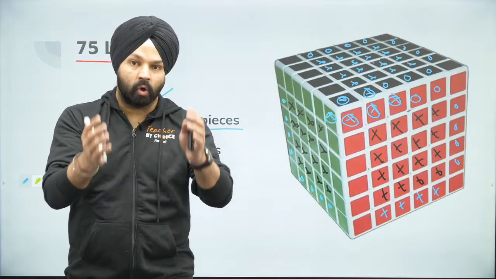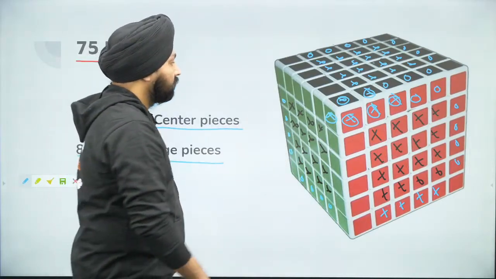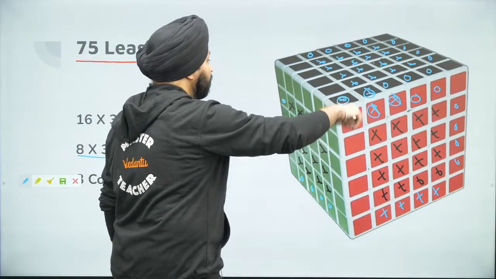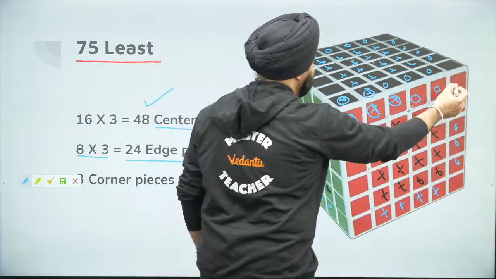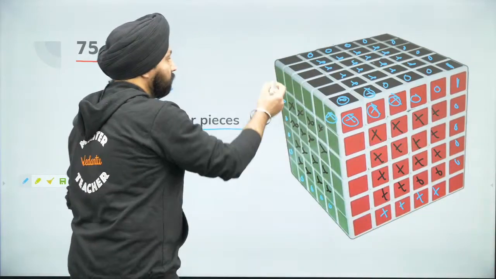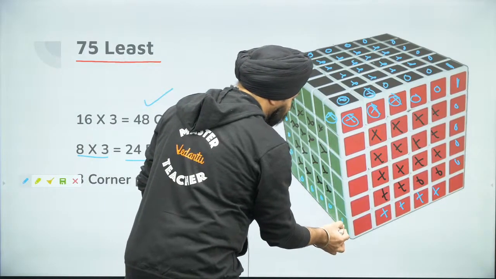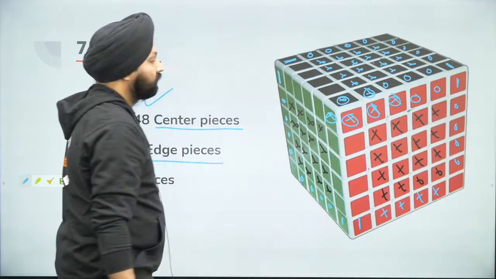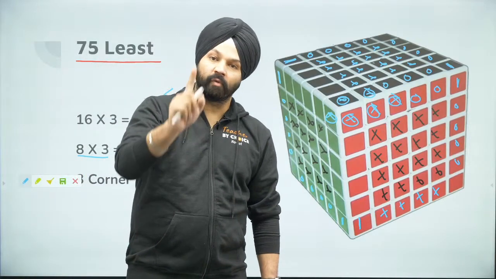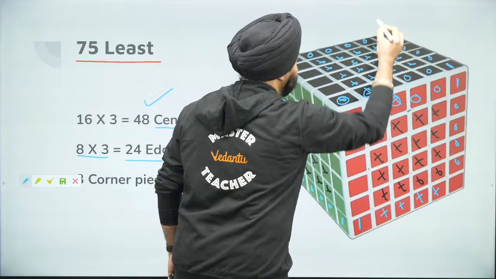Generally, a corner used to contribute a cube with 3 faces painted. But in this case, this is the only cube with 3 faces painted. If you look at this cube, it will have 2 faces painted. If you look at this cube, it will have 2 faces painted. If you look at this cube, it will have 2 faces painted. But there are 3 cubes which have only 1 face painted and which are at the corner.